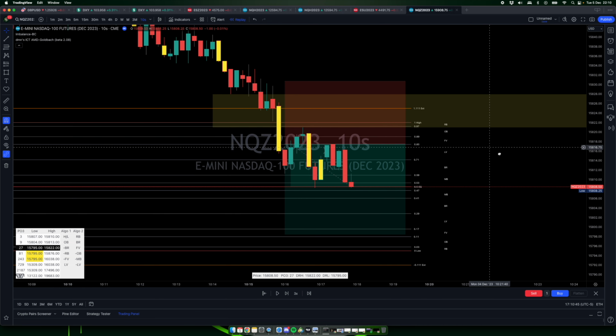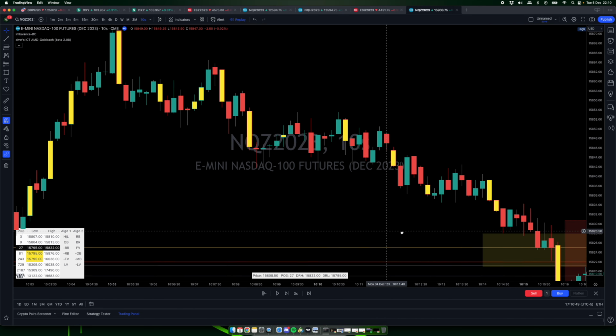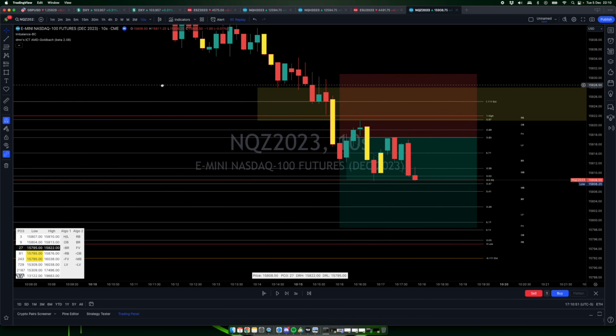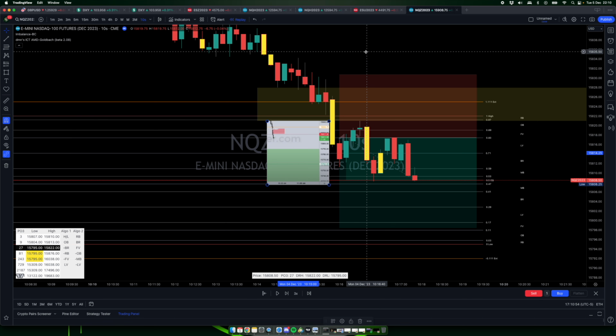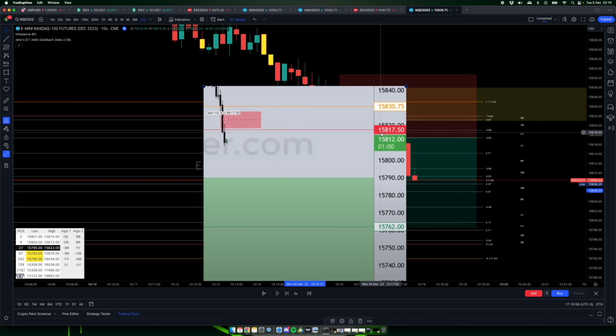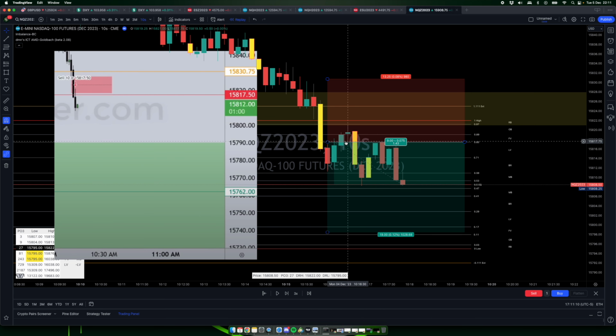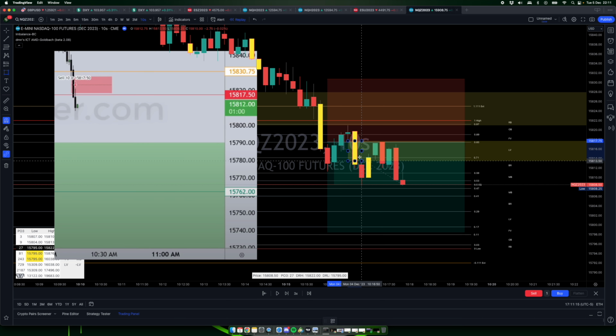And let's have a look at what ICT came in at. So if we can find his execution again. His execution was at 15,817.5, which is exactly where Goldbach predicts the bottom of the fair value gap to be. Okay, where is our fair value gap? Right here. Fair value gap.